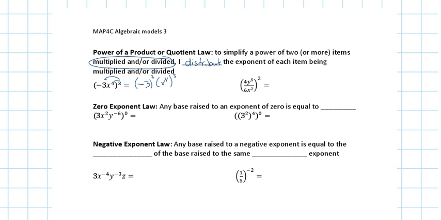Negative 27. And then how about x to the power of 4 to the power of 3? X to the power of 12, right? Because you're multiplying your exponents. Remember, power to the power, I multiply. A lot of times students forget to distribute that exponent to the number, right? That's where the mistake happens.